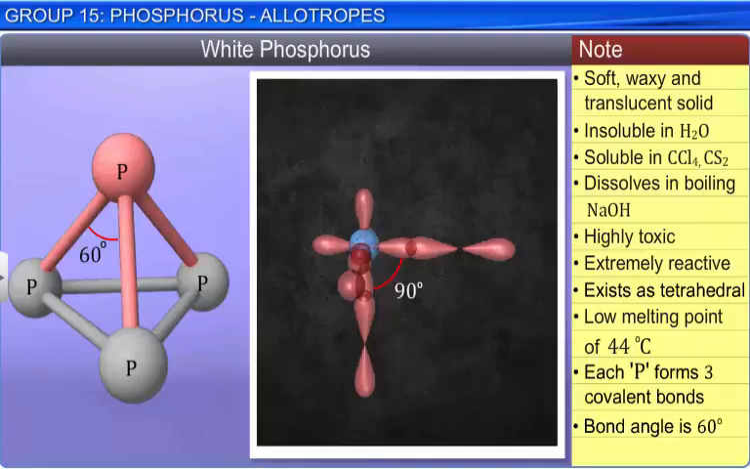Therefore, white phosphorus ignites spontaneously in air at about 35 degrees Celsius, that is, at a temperature slightly higher than room temperature, to form phosphorus pentoxide. The equation for this reaction is shown here.